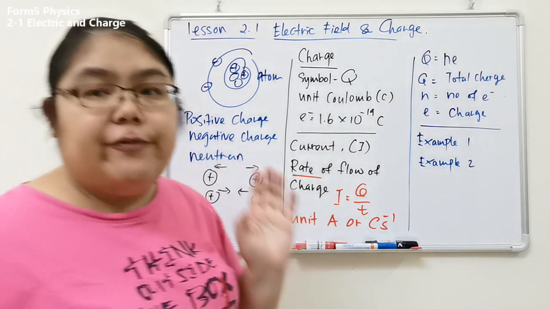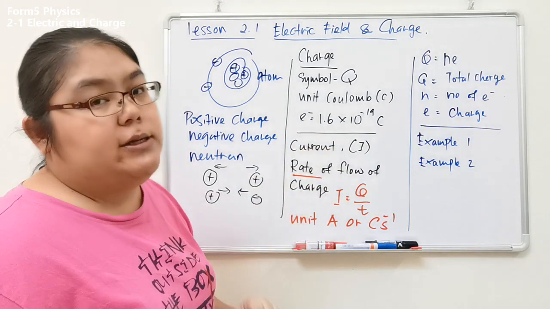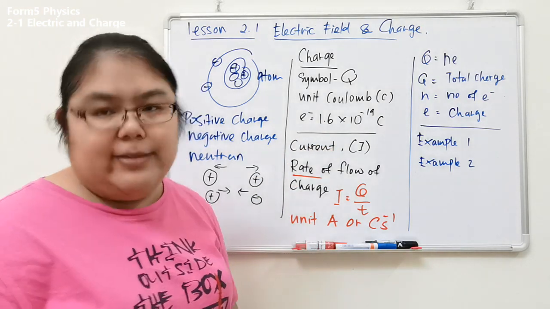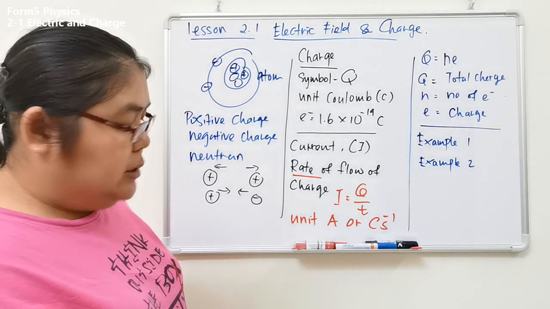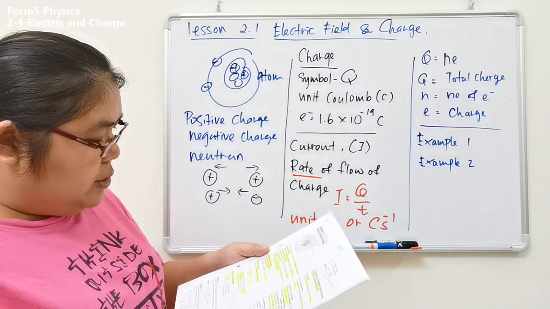Then the charge of the electron is fixed. You don't need to memorize; for the exam they will show you. It is 1.6 times 10 to the power of negative 19 coulomb. So this one is the electron charge.